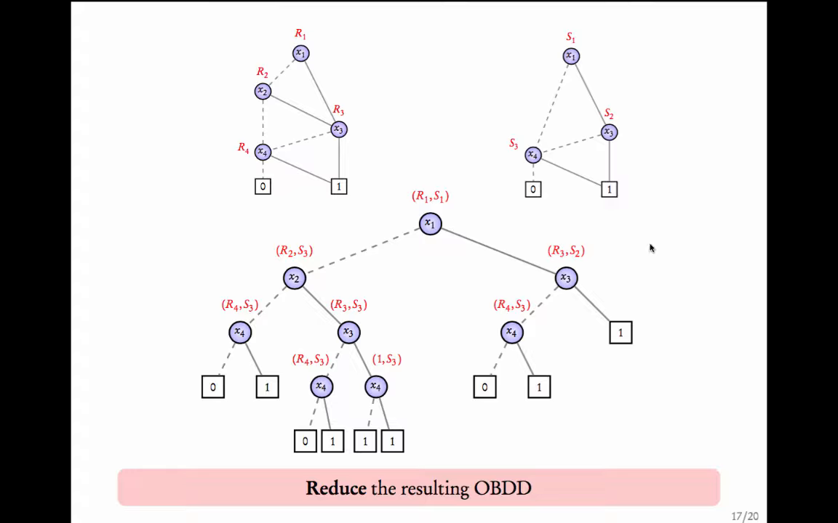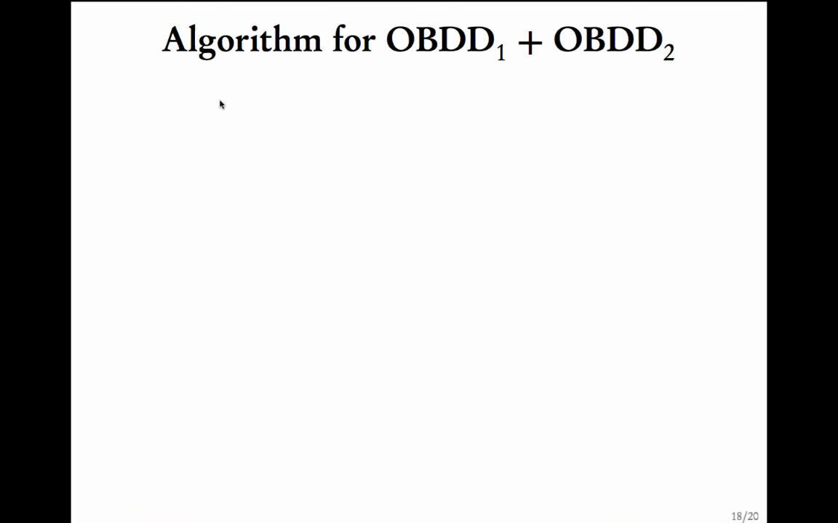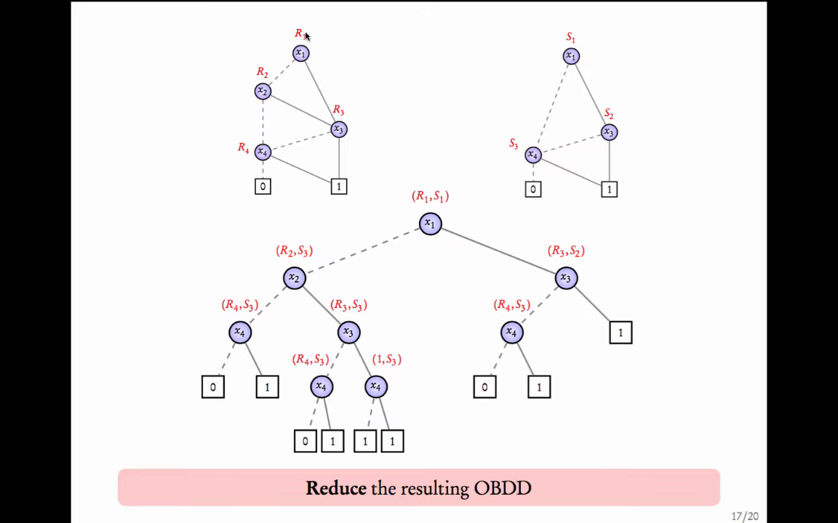By the way, the OBDD that you get might not be reduced. Okay? So what you should do is, once you get this OBDD, you need to reduce the resulting OBDD using the reduction algorithm. So let us now write down the steps for this union algorithm. So let's call it apply the plus operation on nodes R and S. You start from some R and S. So here R and S would be R1 comma S1.